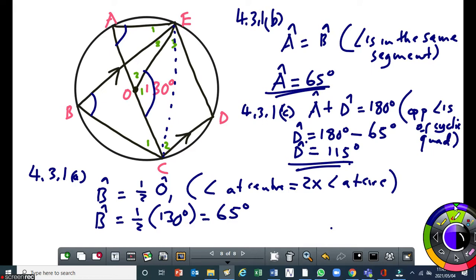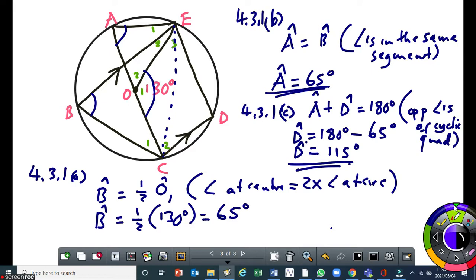Furthermore, if you look at triangle AOE, angle A is going to be equal to angle E, the sum of E1 and E2. Why? Because AO is equal to OE because they are radii of the circle. Therefore, angle E1 plus E2 is going to be equal to 65 degrees.